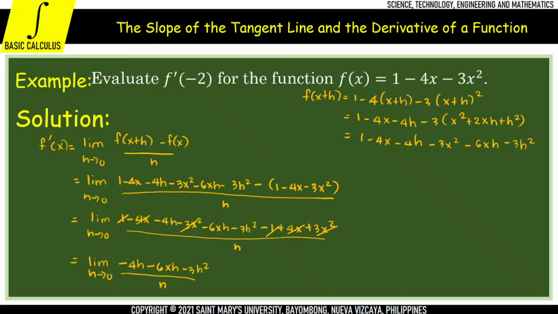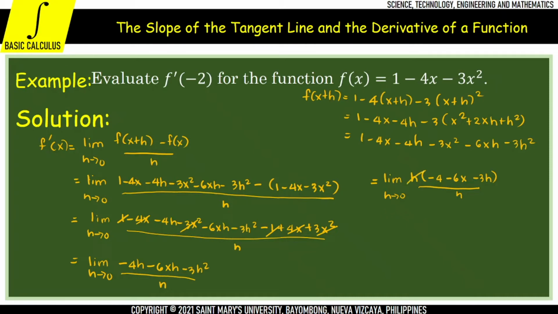Okay, next, we can now factor out h in the numerator such as the limit of h multiplied by negative 4 minus 6x minus 3h all over h as h approaches 0. Kung nalilito kayo kung paano mag-factor out, so tanggal-tanggalin nyo lang yung h in each of the terms, and then kung gusto nyo i-recheck, i-distribute na lang ulit natin. So we have h times negative 4, h times negative 6x, h times negative 3h.